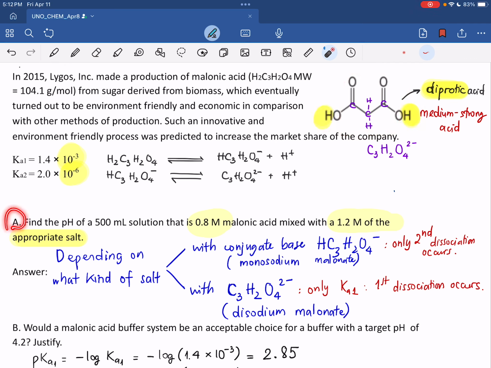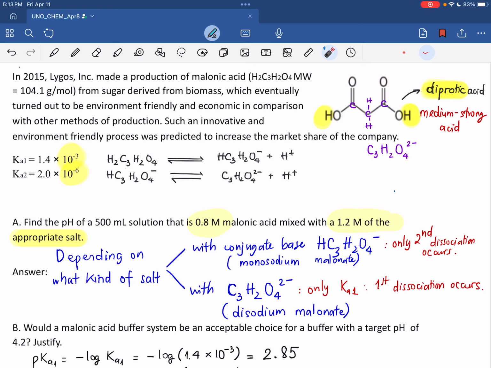And this question, part A, says find the pH of a 500 milliliter, just like half a liter, solution that is 0.8 molar malonic acid. So they give us the concentration of the malonic acid mixed with 1.2 molar. You can notice that the molarity here is greater than this one, and this is the concentration of the appropriate salt. So actually here in this question, they don't explicitly mention what kind of salt it is.